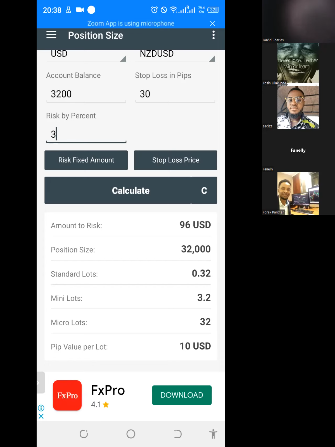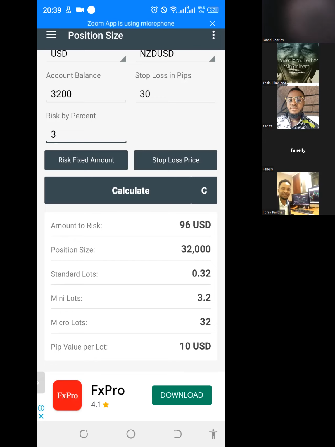Yeah, so now they are saying that pip value per lot is 10 USD. If the pip is 10 USD and you have 30 pips, how much is our targeted profit? 300. Yeah, so it means if the 3% is also calculated in the positive pips, we are going to make something like 300 USD. But should we hit stop loss, we are going to lose something like 96 USD. So that's the position size.